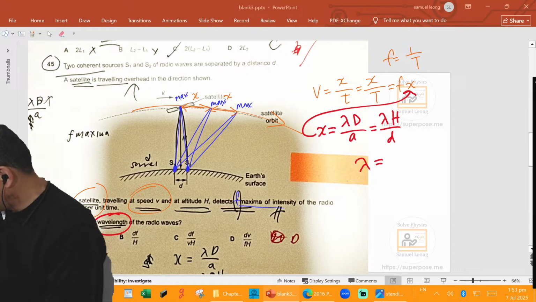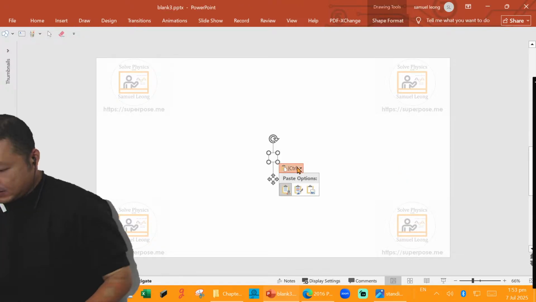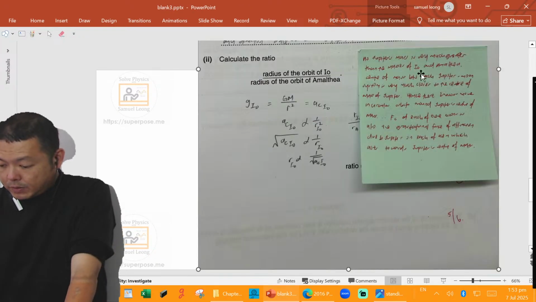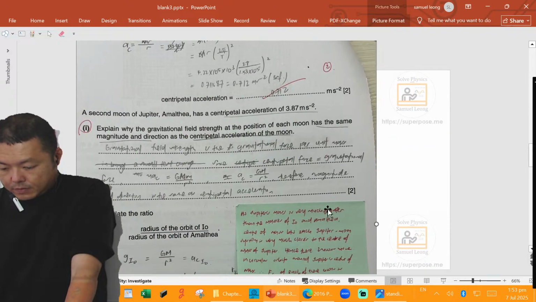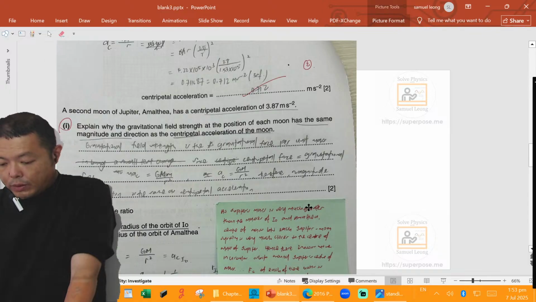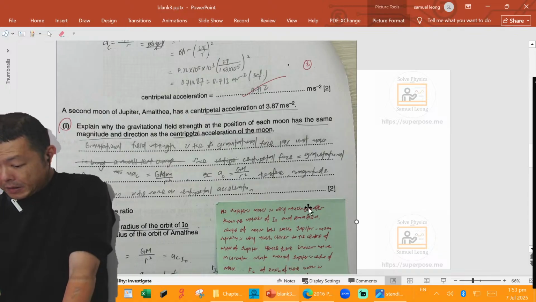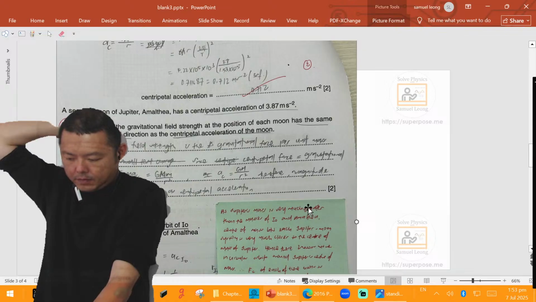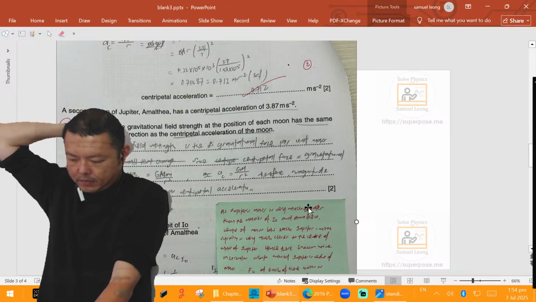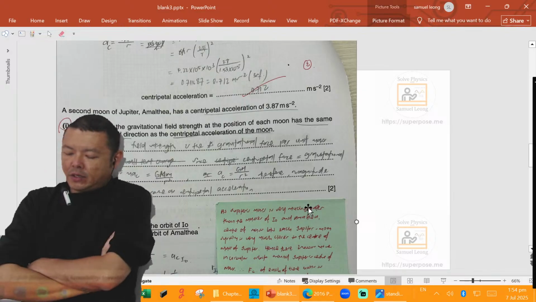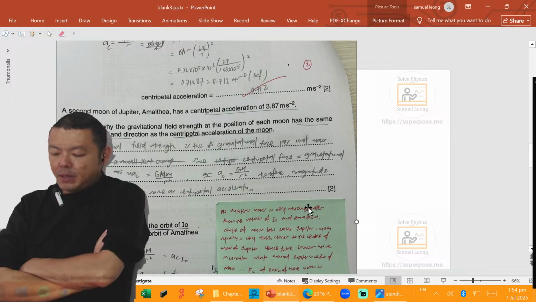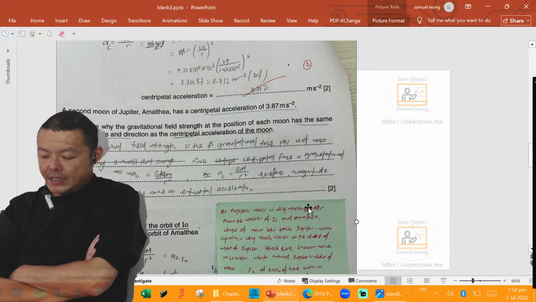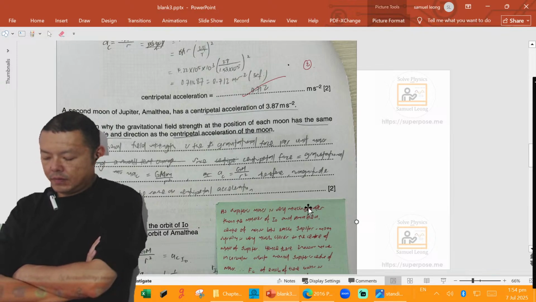Then I go through another one of Hui Chin's, round robin. What's this? Where's this from? 2015 A levels. I'm trying to recall this question also. Explain why the G field strength at the position of each moon has the same magnitude and direction as the centripetal acceleration of the moon.